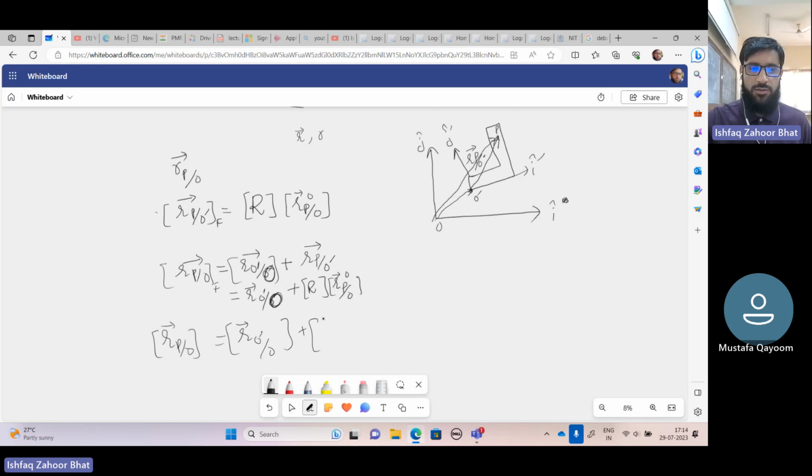What is this R? If you remember, this is cos theta, sine theta, minus sine theta, cos theta. And what is this RPO? This is nothing but X naught, Y naught, which is fixed. This is like, in the body frame, what is the position of P from the X axis and from the Y axis? This is fixed. So if you are given theta, and if you are given the position of O dash, you can find RP with respect to O. So what else do you need?